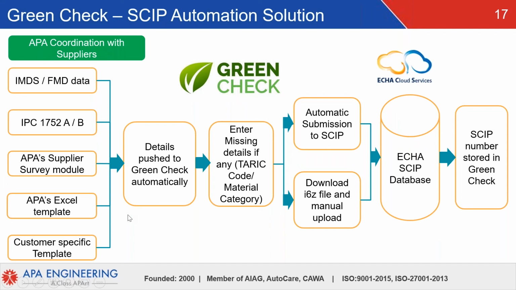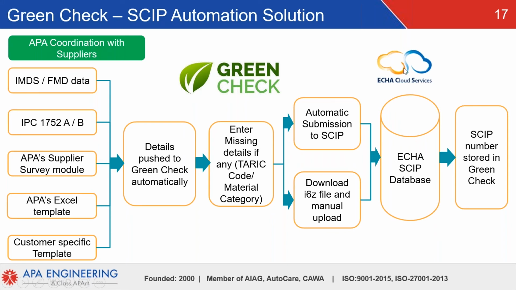So once we have all these details, it can be pushed to GreenCheck, and GreenCheck processes it and creates the dossier. The dossier is nothing but a type of data in the .i6c format. This is the data that will be accepted by the ECHA database.